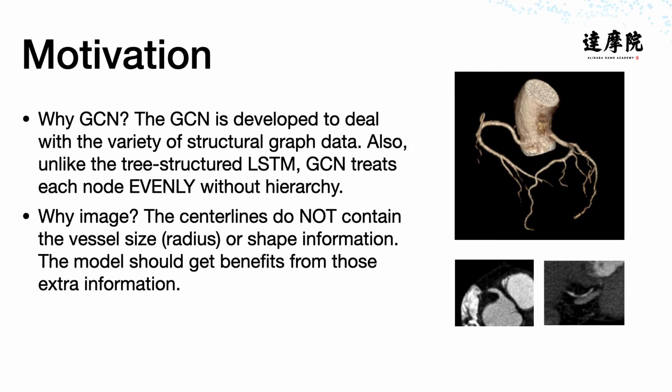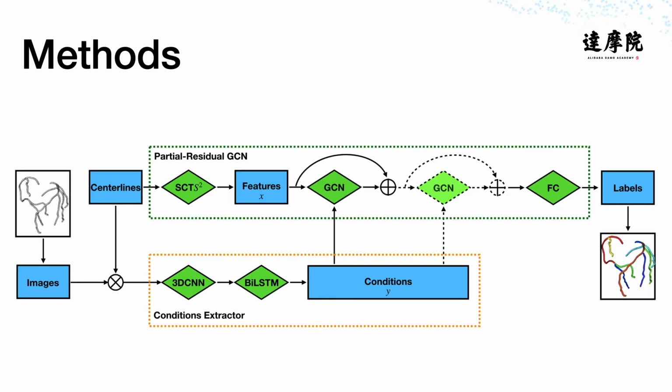Another key part of our method is that we introduce the information of the CCTA images, while most other labeling methods work only on the centerline positions. The size and the background of the branches should all contain information for the labeling of the branches. So we introduced the Conditional Partial-Residual graph convolution network, which takes both centerline positions and the image information into consideration. To leverage the importance difference, we introduced the partial residual connection.